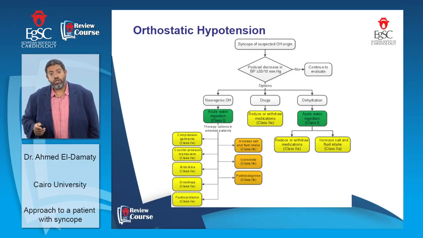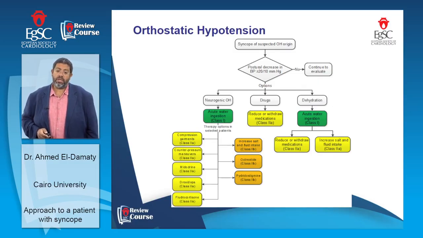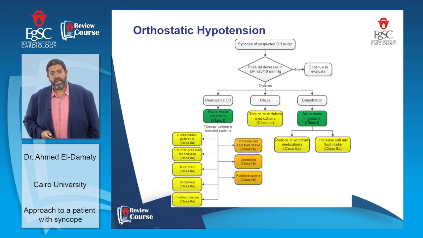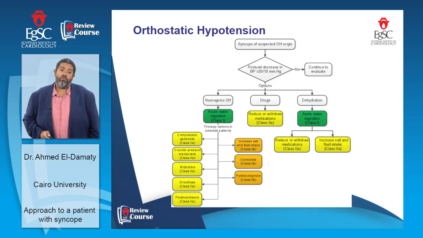If the etiology behind the orthostatic hypotension is drugs, you need to reduce or withdraw the drug. While if the etiology behind the orthostatic hypotension is dehydration, again, you need to increase the fluid intake and whether reduce a medication, if a medication is responsible for this dehydration, or increase the salt and fluid intake in the long term, and that's a class 2 indication. So that's by far the algorithm of treating orthostatic hypotension.